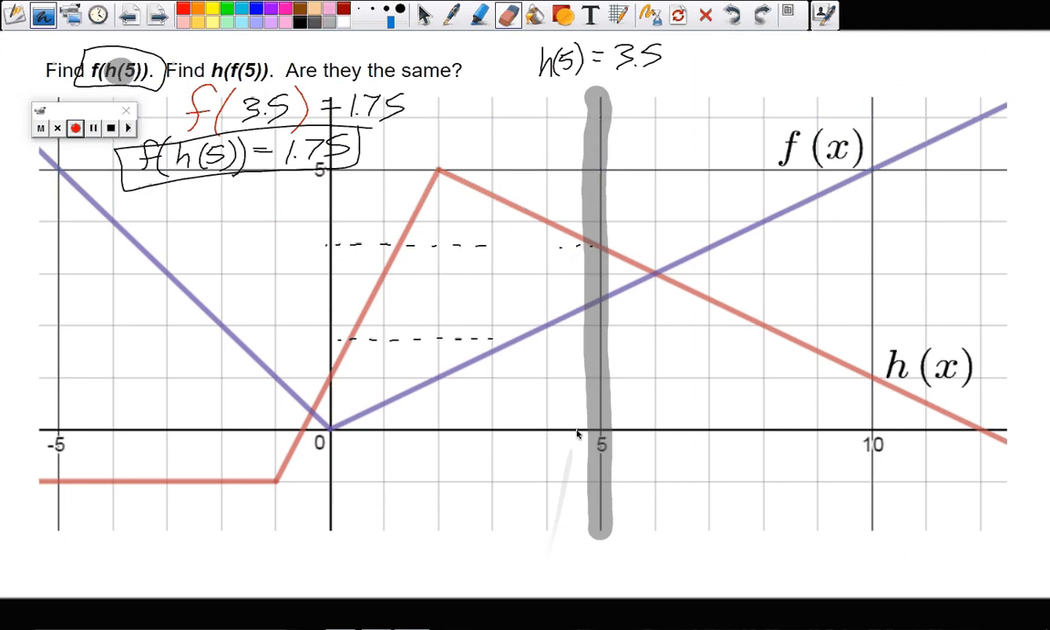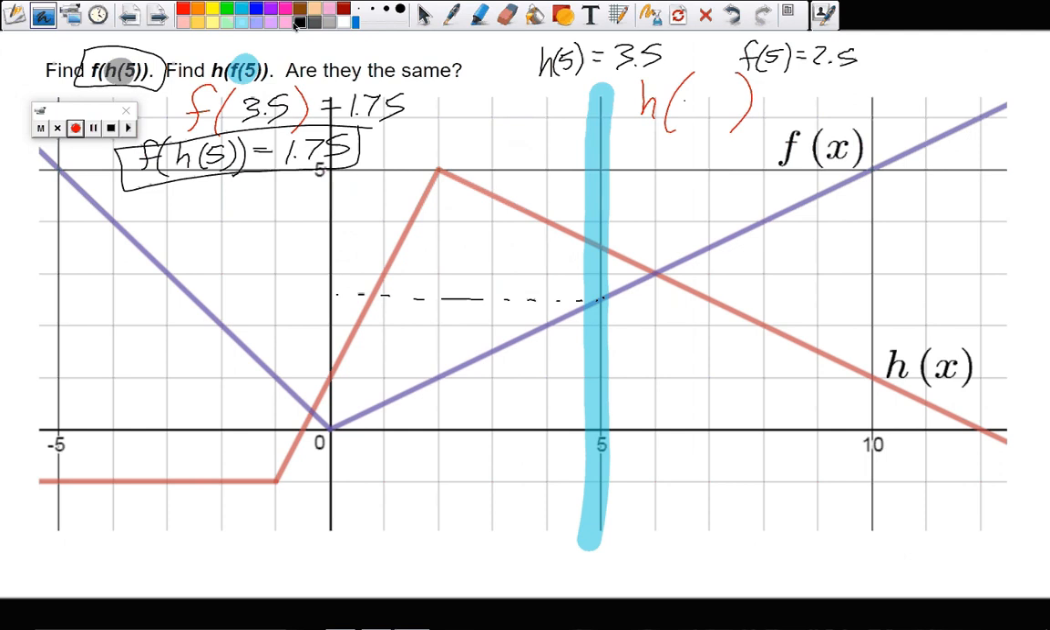The other way is saying h of f of 5. Let's do f of 5 first. Here's 5. Jump on f. What do we have? What is that? 2.5. So f of 5 is 2.5. And we're going to now plug that into our h. Okay, so let's find 2.5 now.